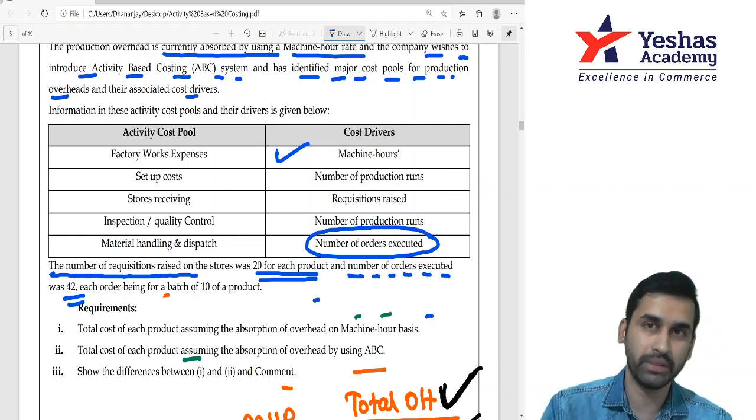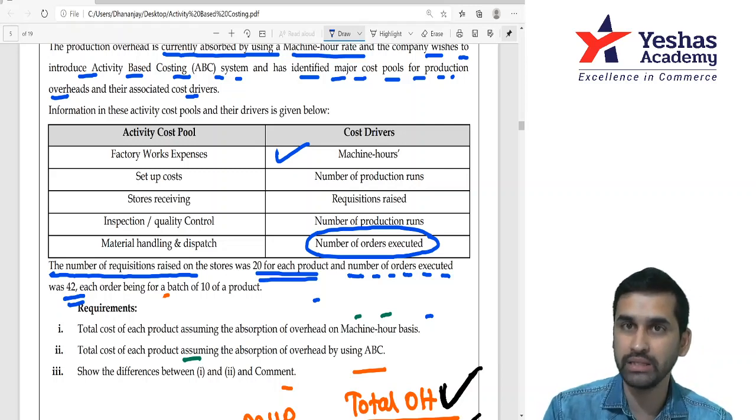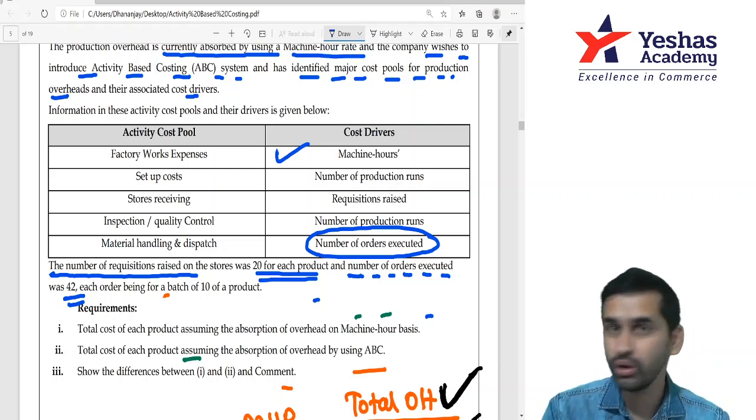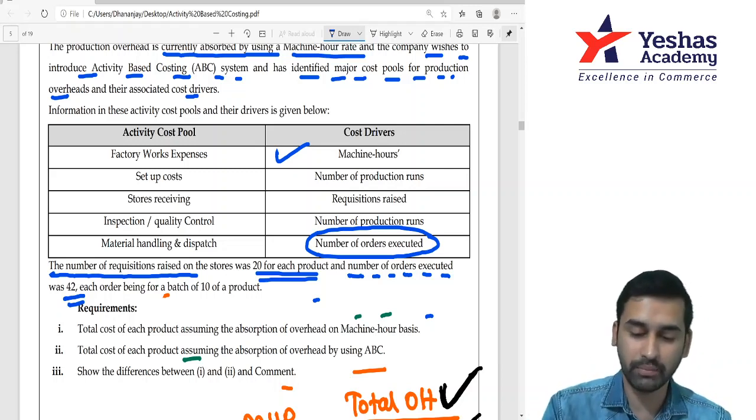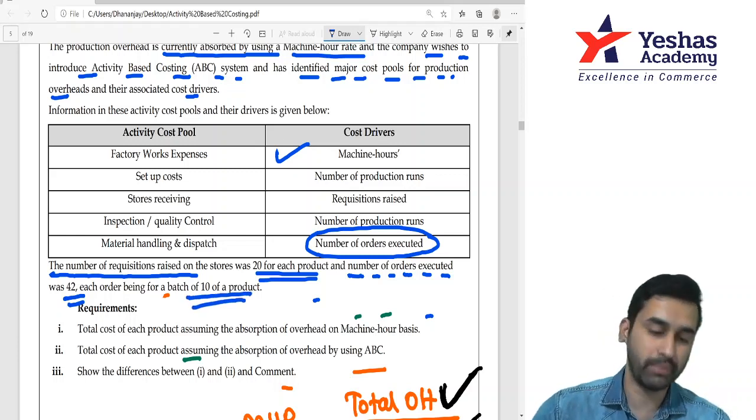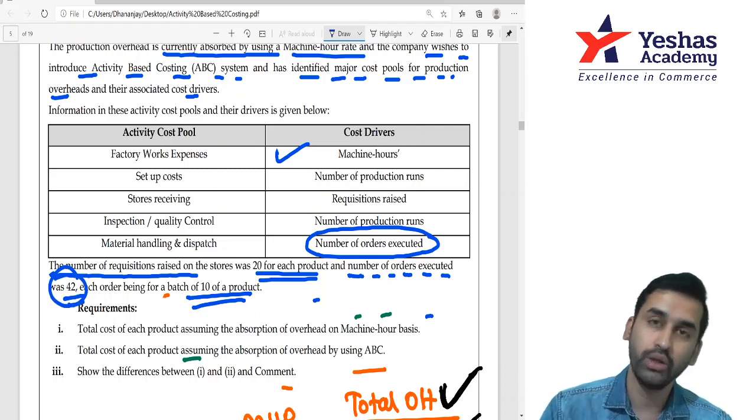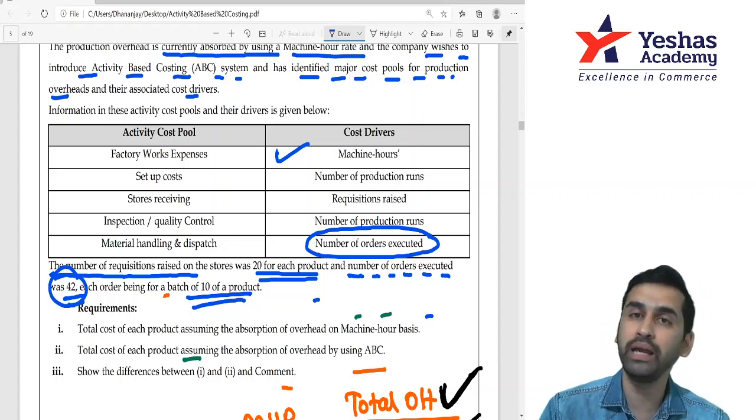If this was not given, then I have already told you how to do. Product A plus B plus C plus D, total quantity is coming to 420. If you divide that by 10 of a product, correct? So 420 divided by 10 will anyway be 42. In this question it's given straight away, I'll take it. In exam if they don't give, you can calculate it as 420 by 10.